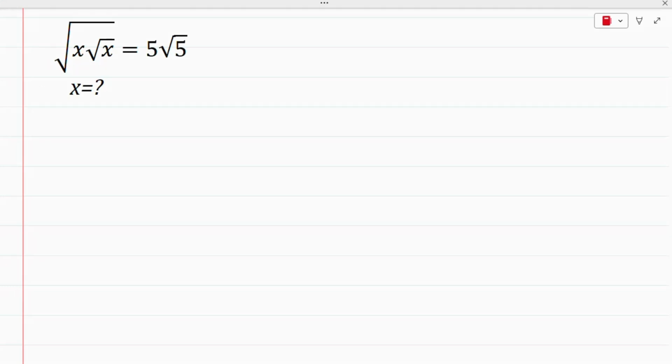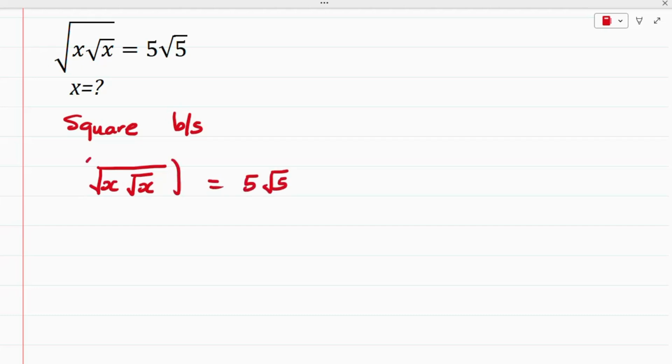So right here we have this nice square root Olympiad problem that says the square root of x into the square root of x is equal to 5 into the square root of 5, and we are to find the value of x. So guys, the first thing we want to simply do right here is to square both sides. So squaring both sides, we have the root of x into the root of x is equal to 5 into the square root of 5.